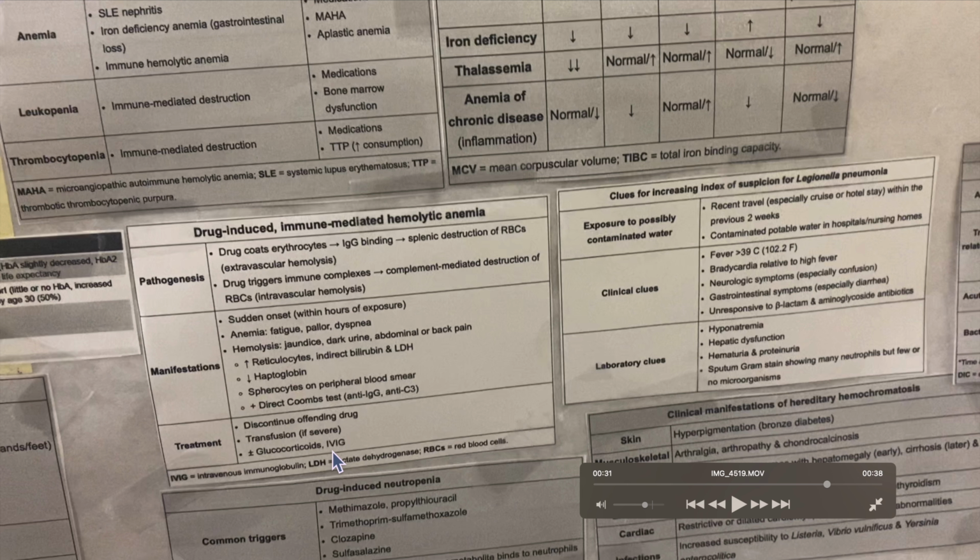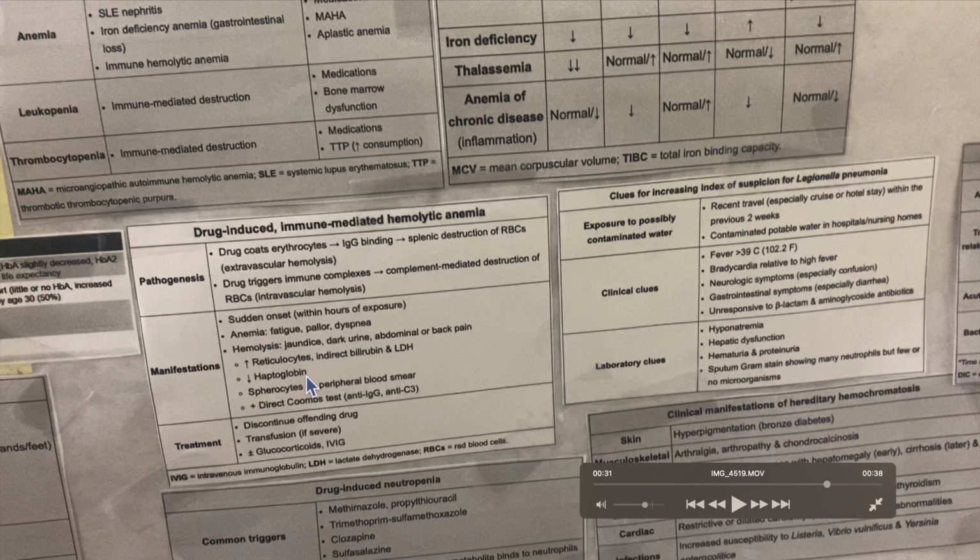IVIG is intravenous immunoglobulin. Right. Okay. So that was the treatment. Transfusion, discontinue the drug, and glucocorticoids, IVIG. Okay. So you'll get jaundice, dark urine, abdominal or back pain, increase in reticulocytes, indirect bilirubin and LDH, decrease in haptoglobin.